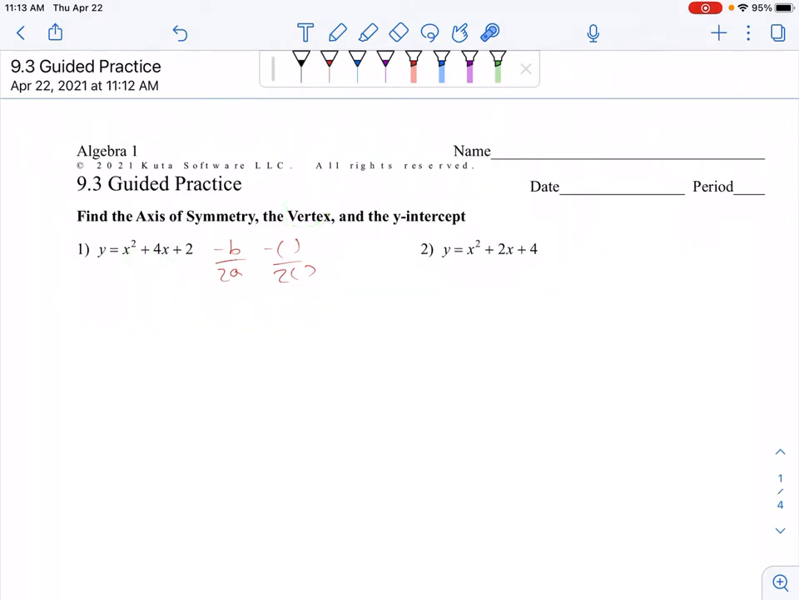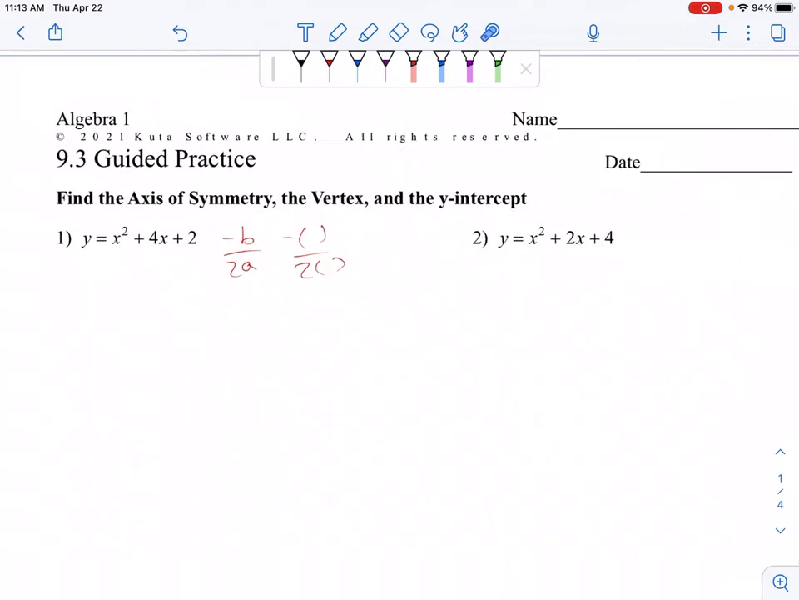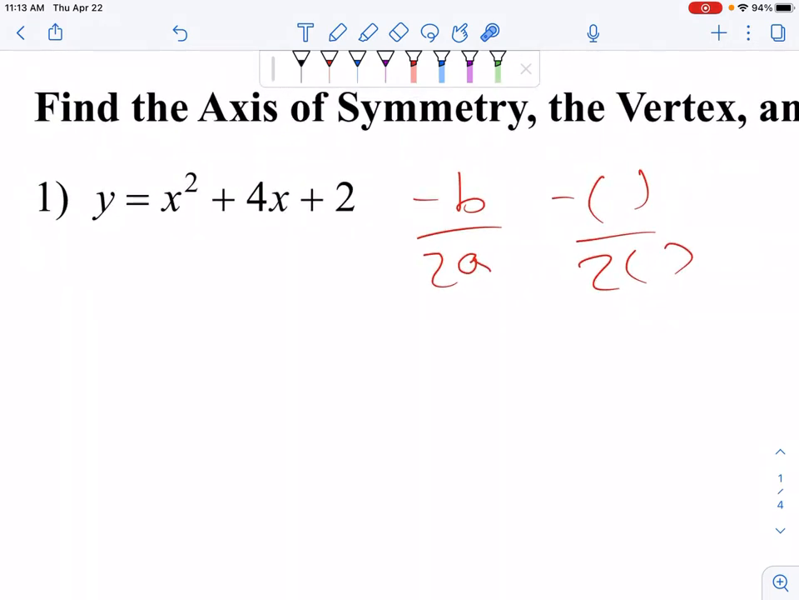And then finally, today we're adding on the y-intercept. And today we are going to discover what the y-intercept is from standard form. And it's very, very easy. Maybe one of the easiest things you will have ever seen in the history of forever. So let's get started with our axis of symmetry.